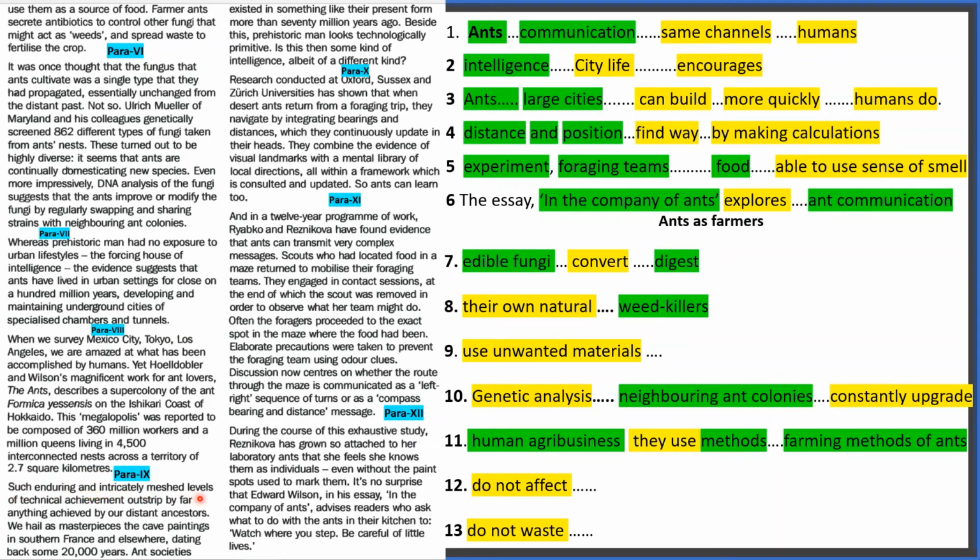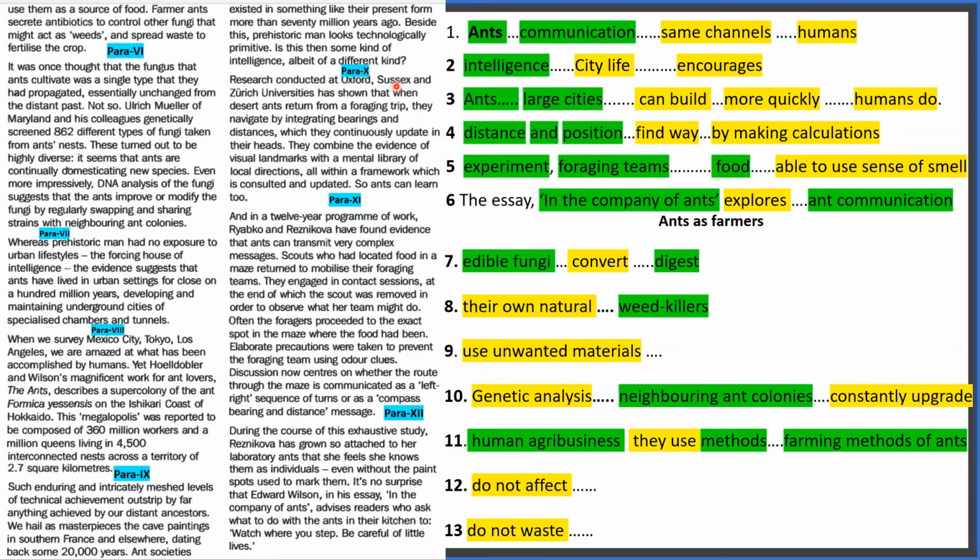Such enduring and intricately meshed levels of technical achievement outstrip by far anything achieved by our distant ancestors. We hail as masterpieces the cave paintings in southern France and elsewhere, dating back some 20,000 years. Ant societies existed in something like their present form more than 70 million years ago. Beside this, prehistoric man looks technologically primitive. Is this then some kind of intelligence, albeit of a different kind?